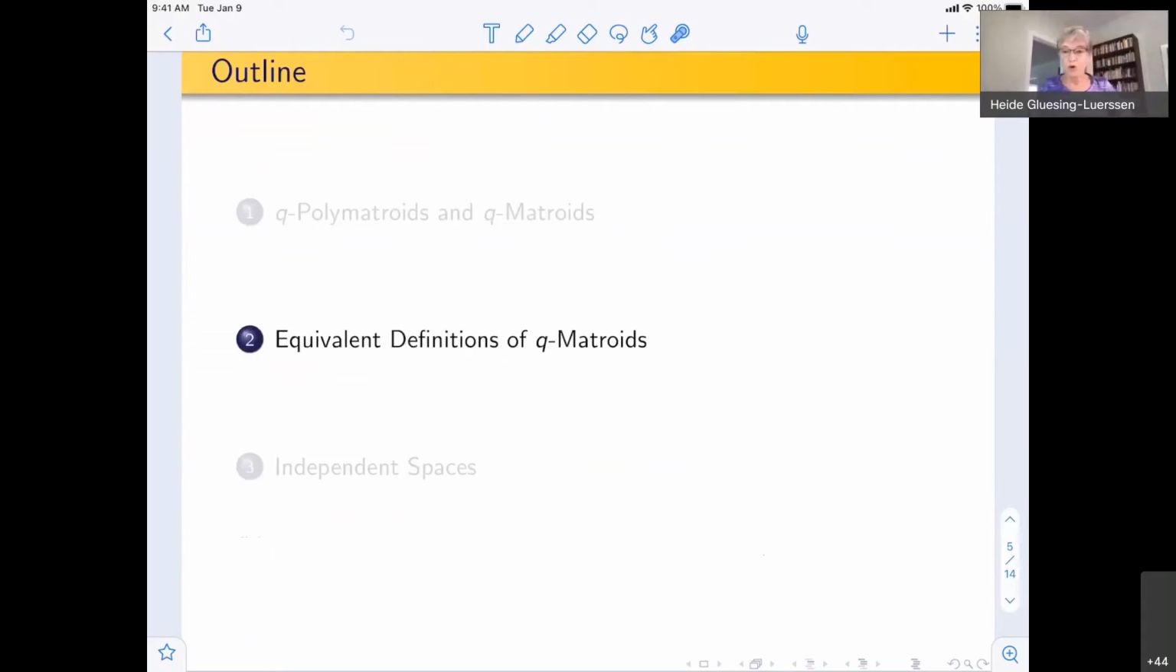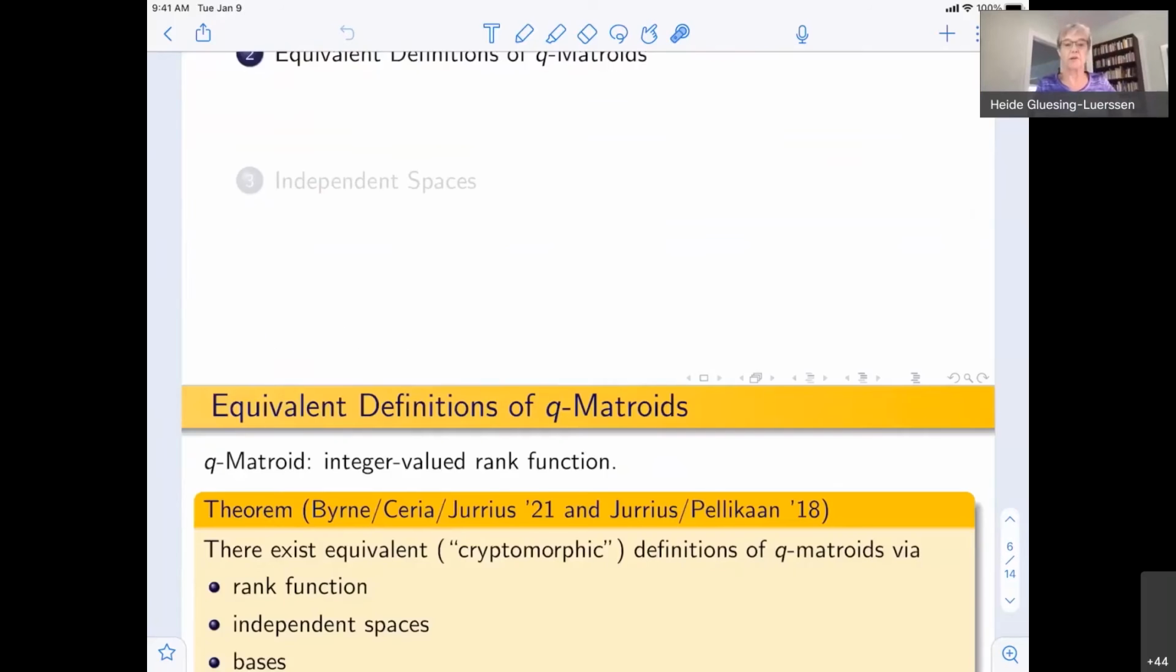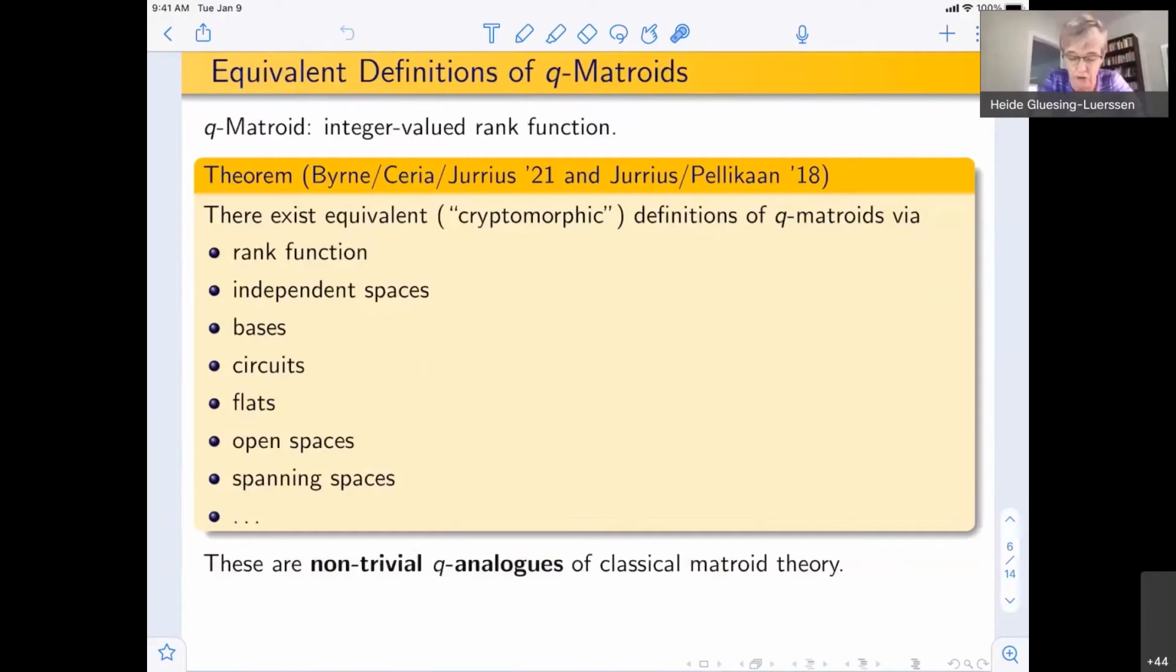Instead, let me turn to equivalent definitions of q-matroids. Just like in the classical case of matroids, there are many ways of defining a q-matroid. I'm sticking to q-matroids at the moment, not polymatroids, so integer-valued rank functions. I gave the definition based on the rank function, but one can define q-matroids based on various other distinguished objects of a matroid. That has been worked out in these papers by Byrne and Jurrius, and a bit of this was already earlier in Jurrius and Pellikaan's paper from 2018.